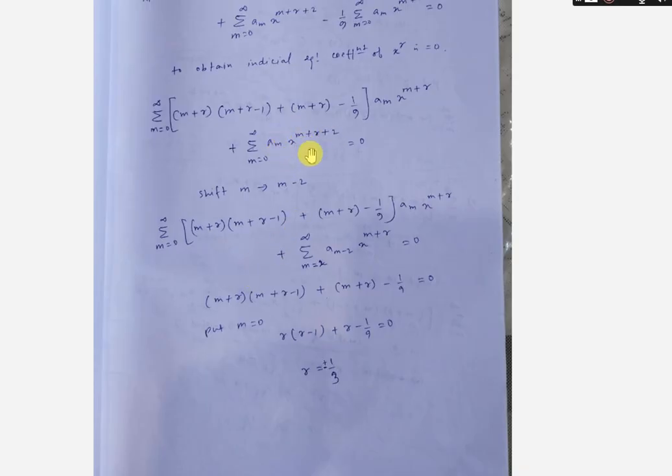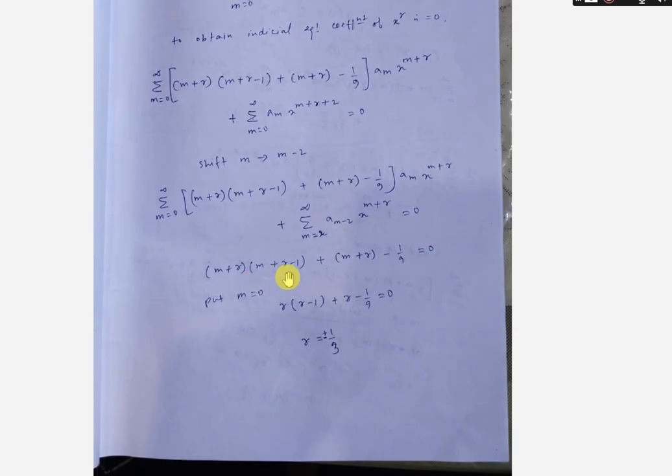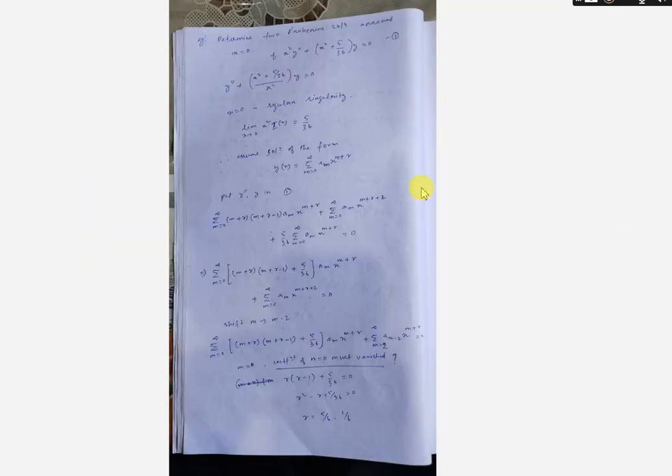We need to shift this value m to m minus 2. Why? Because we need to change the coefficient of x to x^(m+r). So only it is possible if m becomes m minus 2. The 2 will get cancelled. Then the limit will change from 0 to infinity, to 2 to infinity, and then I can directly write this equal to 0. If we put m is equal to 0, because for the first value we can put m is equal to 0, then r is equal to plus minus 1 by root 3. This is the root.